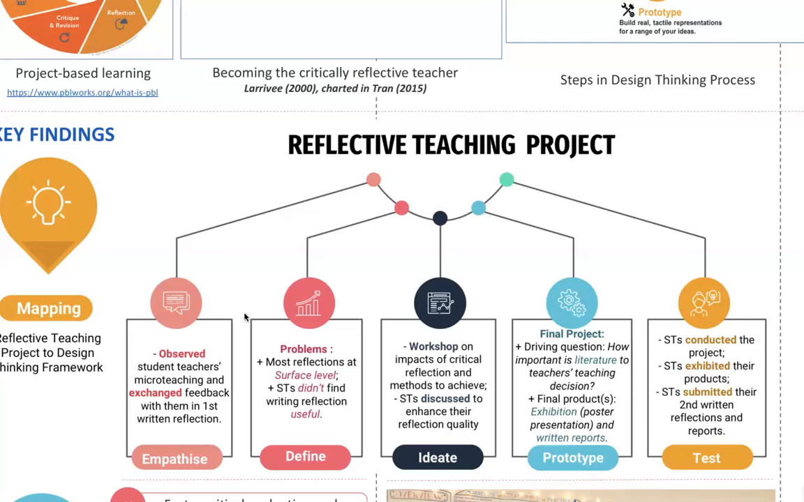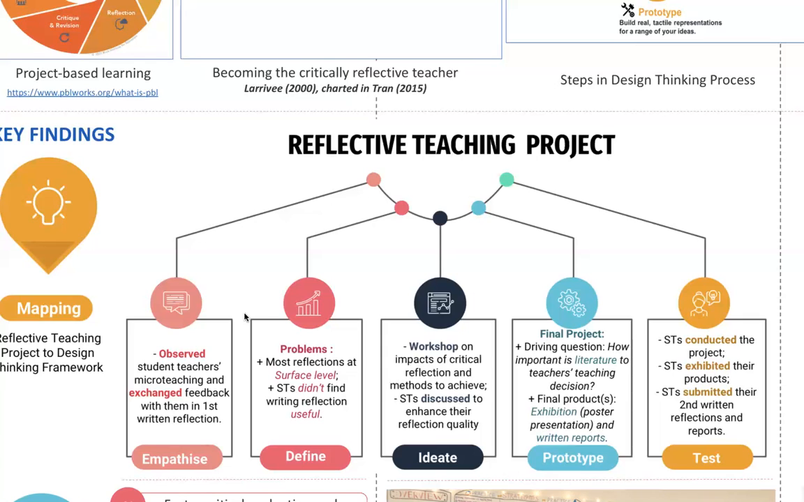And also at this stage, I explained to the students clearly the differences among the 4 levels of reflection and how beneficial reflection can be for them if they are able to conduct reflection at the pedagogical level as well as the critical level.